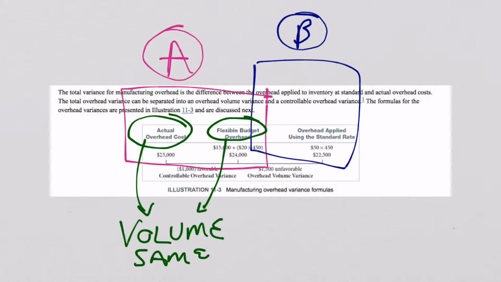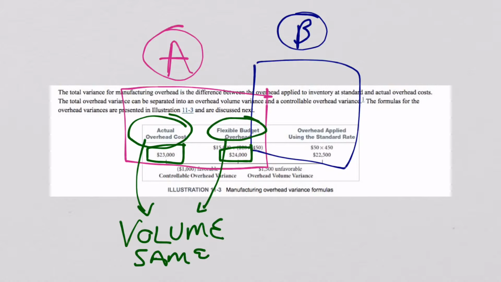Did management come in below or greater than what we would have expected overhead to have been based on the flexible budget? If the management comes in at a lower number, which they do here, that's considered favorable. But remember, favorable may not be good. If management were to have spent $25,000 in actual overhead, the flexible budget called for 24, so that would be considered an unfavorable variance.